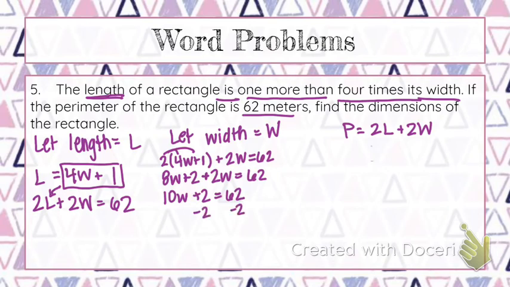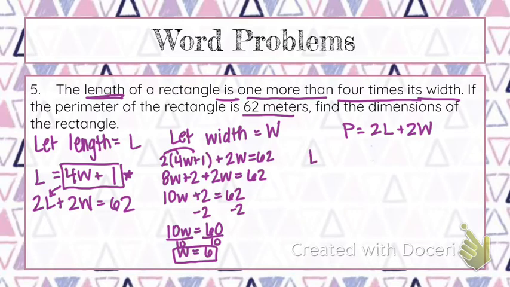Subtract 2 from both sides. 10W equals 60, and W will equal 6 after we divide both sides by 10. But we have to find the length of both sides. We need to find the dimensions of the rectangle. So we found W. We can use this formula again to find L, find the length.